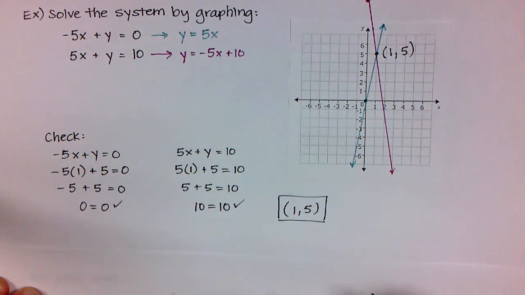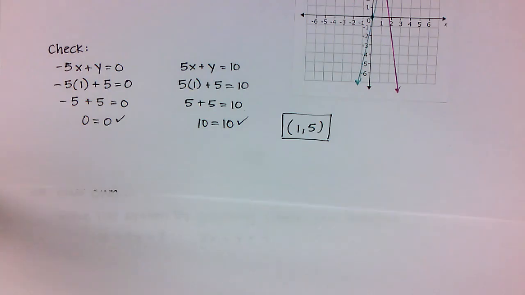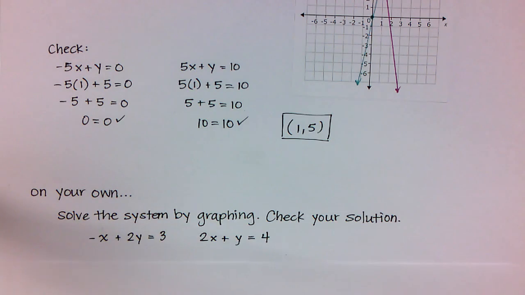Perfect. I hope that this was pretty clear for you. I have one problem that I want you to try on your own, and it's to solve the system by graphing, just like we did in the last two examples, and then check your solution when you're done. So here are your two equations: negative x plus 2y is equal to 3, and also 2x plus y is equal to 4. Let me know if you have any questions when you come back to class, and I'll see you then.